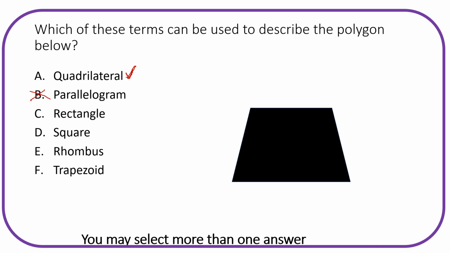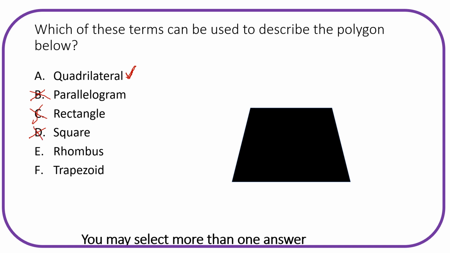Rectangle. A rectangle would be a four-sided figure with 90-degree angles. Can't use a rectangle here. I don't see any 90-degree angles at all. I would need perpendicular lines for that. I can't use a square either, because I certainly don't see congruent sides and I don't see 90-degree angles.